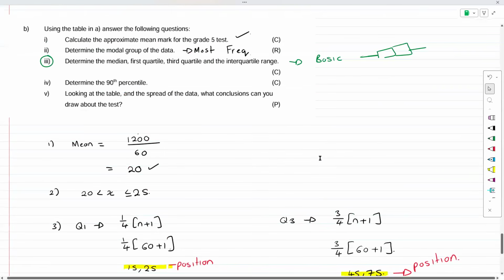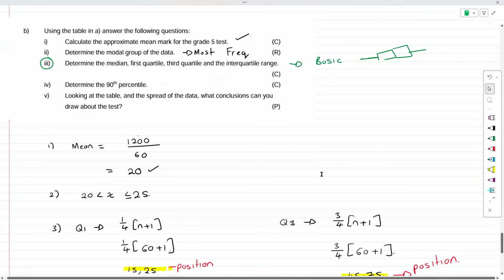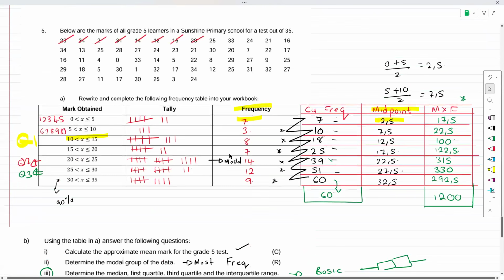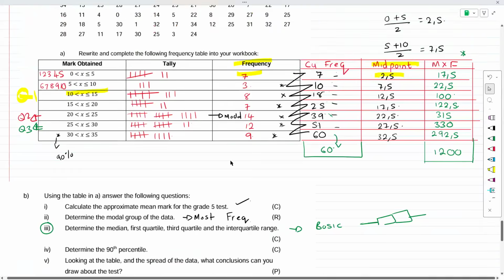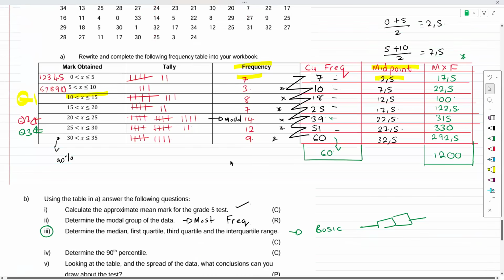The last question is looking at the table and the spread of data, what conclusions can you draw about the test? Generally, the test was quite easy. I would say it's quite easy. A lot of people actually did very well. Above, what, 15%? Most of the people are above 15%. So, yeah, I'll say a lot of people did well. It's quite an easy test, but that's all there is to this question.